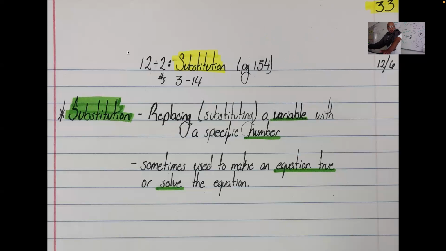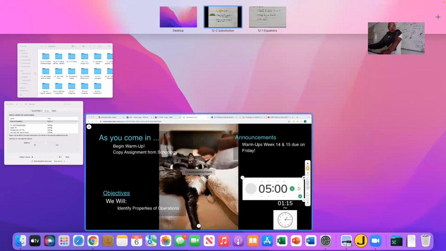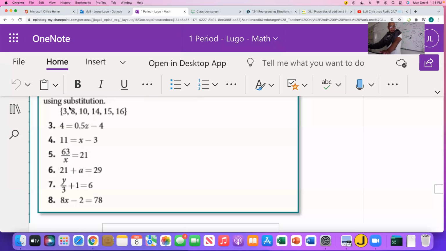It actually makes a lot more sense when you look at the actual problems. If you go to 12-2 on OneNote, go ahead and look at number 3 as I do right here. Here's number 3, and I'm going to begin by writing it out. So we have 4 is equal to, remember that it doesn't matter if it's on the right or the left-hand side. We just know that one side has to be the same as the other. So 0.5 times Z, so there's my variable, minus 4. Obviously I am multiplying right here. What this is telling me is that if I multiply 0.5 times a number, and then subtract 4, that should give me 4. The question is, what number does that have to be?